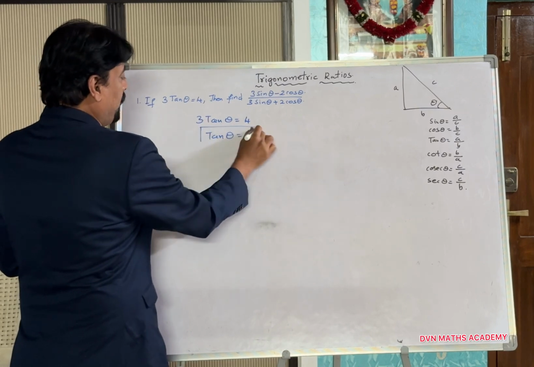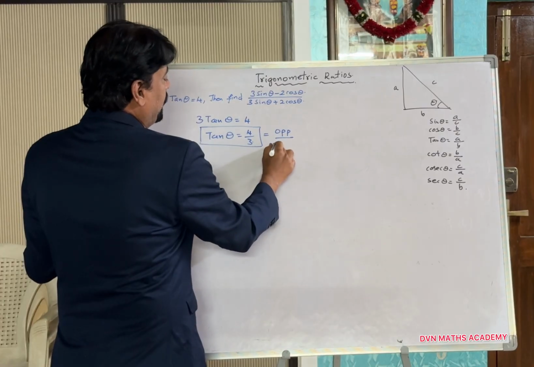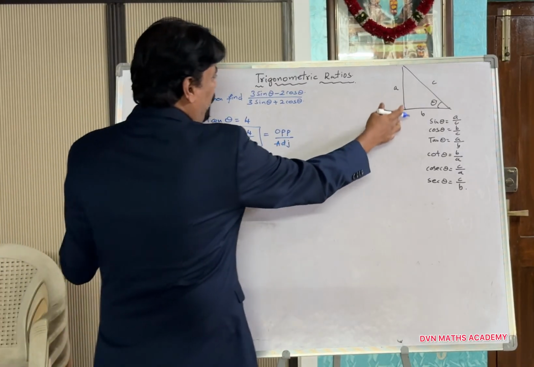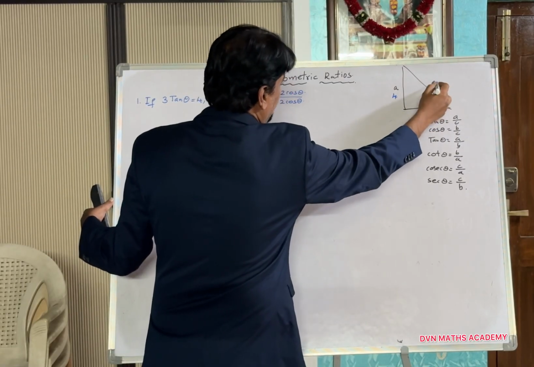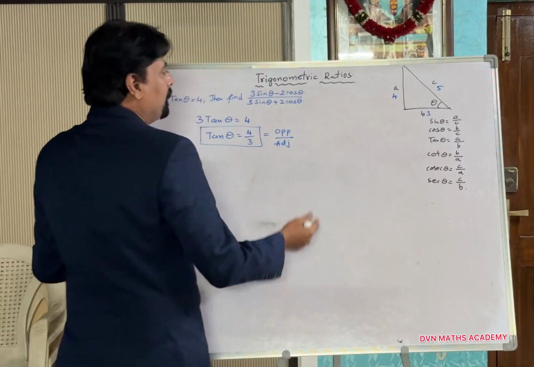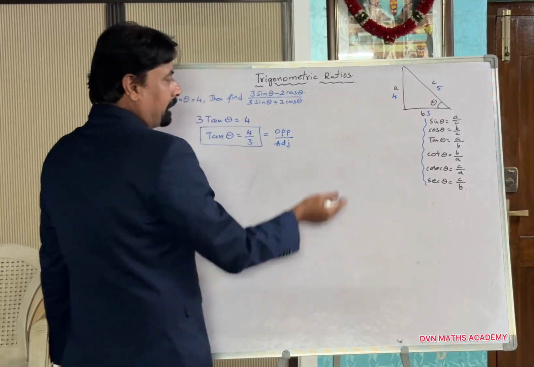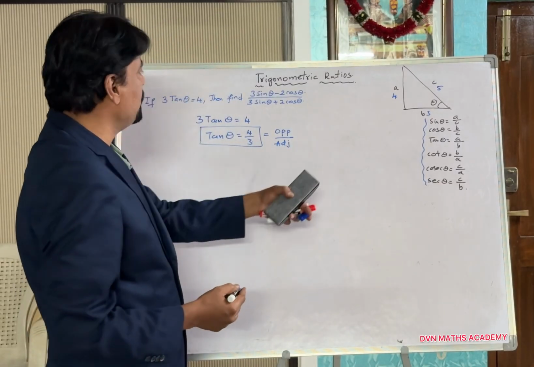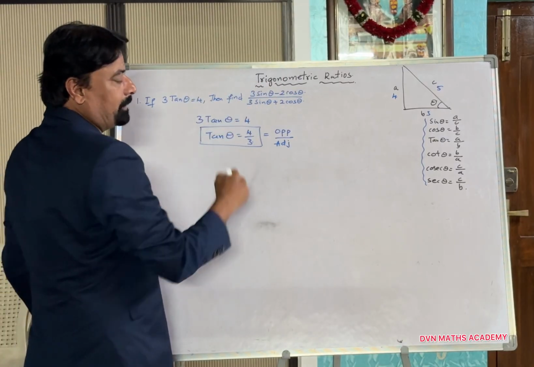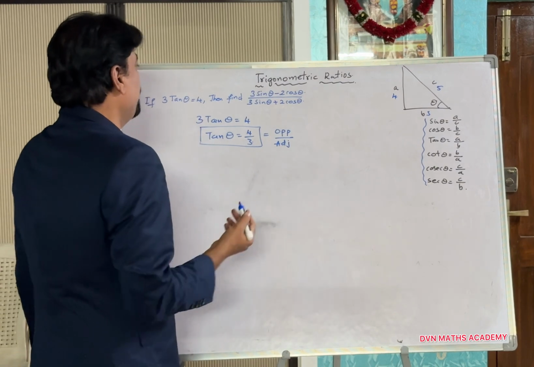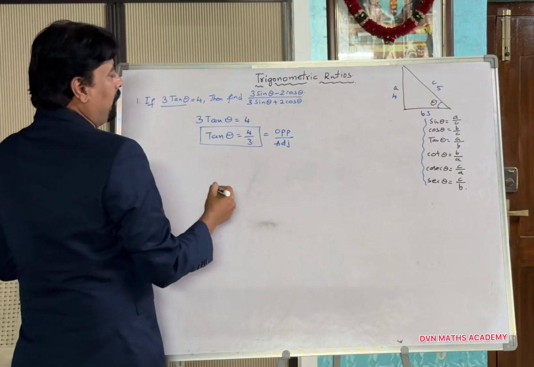By seeing this trigonometric ratio, tan theta is opposite by adjacent. So if we take opposite as 4 and adjacent as 3, by Pythagoras theorem you will get the hypotenuse as 5. If you know the three sides of a triangle, then you can write all trigonometric values using the sin theta, cos theta and tan theta ratios. Then you can find the sin theta value and cos theta value, put them in the question, and it becomes easy. But here, if you observe the question, tan theta is given, and it is asking for sin theta and cos theta.